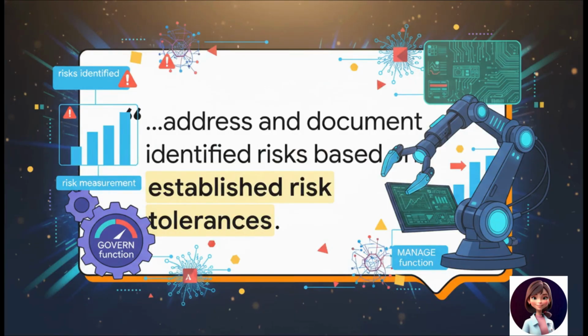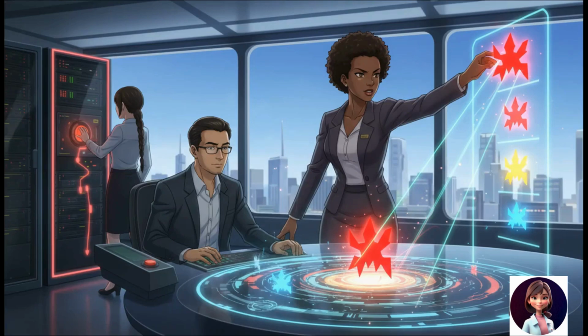You take all those risks you identified and measured, you hold them up against the risk tolerances you defined way back in the govern step, and then you make a decision and act on it. And this really all boils down to smart prioritization. You can't fix every single thing at once, so you tackle the biggest, scariest risks first. That might mean rolling out a plan to lessen the risk, or in some cases, it might mean making the tough call to pull the plug on a system entirely because the risk is just too high.